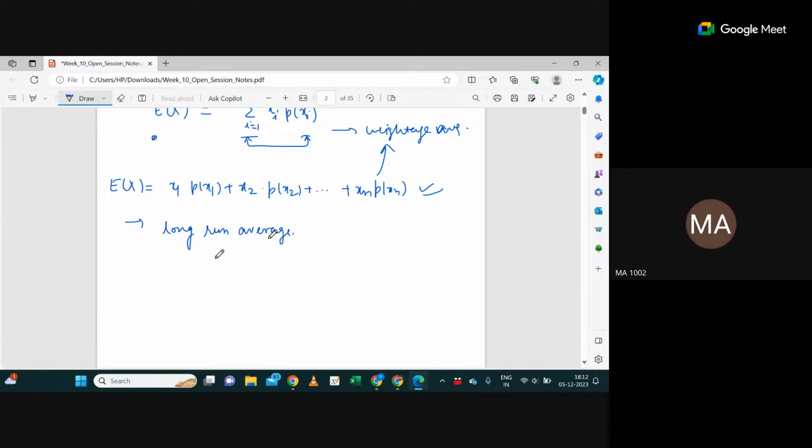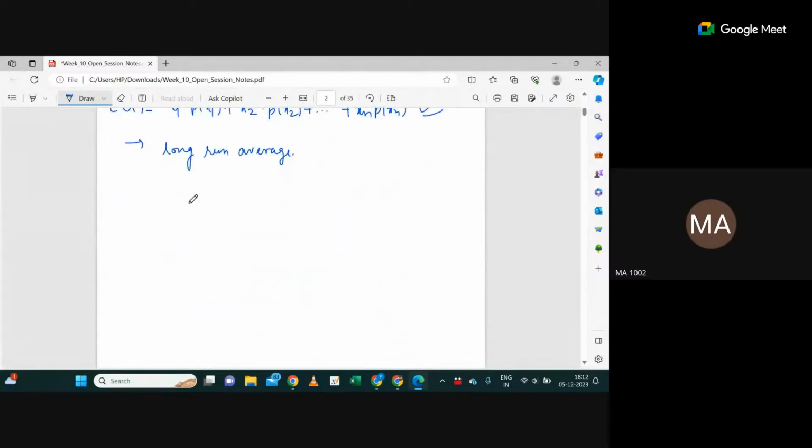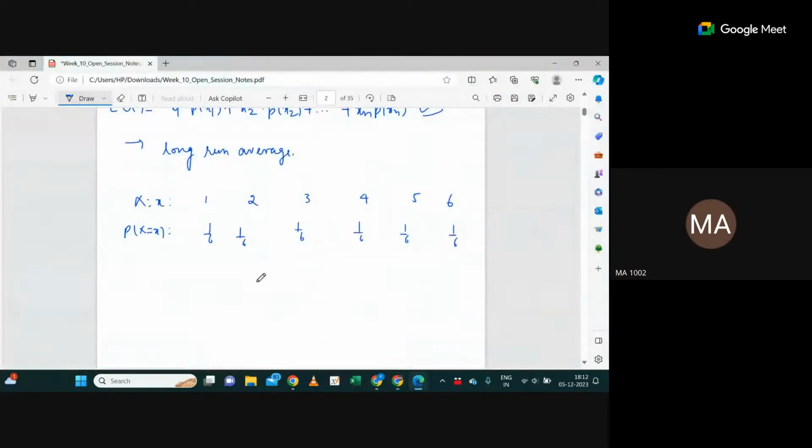Suppose I roll a die. I'm going to take this example. What are the possible outcomes my random variable x will take? It will take 1, 2, 3, 4, 5, 6, right? And what are the probabilities associated with each value? 1 by 6 for each. Tell me what will be the expected value of this random variable?